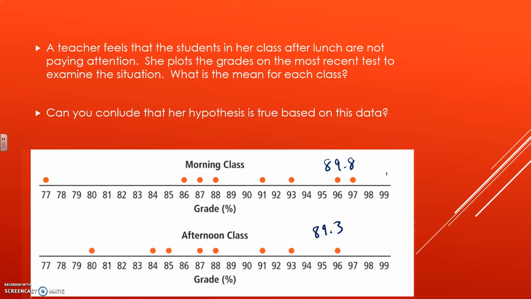So we want to know, again, she thinks that her afternoon class is more distracted and not paying attention. If that was the case, you would see significantly lower scores, or you would think you would. And if I compare 89.8 to 89.3, I just don't think there's a big enough difference to account for that. Okay, you could also look at how the dots are kind of organized within the plot, and you can see there's not much discrepancy.